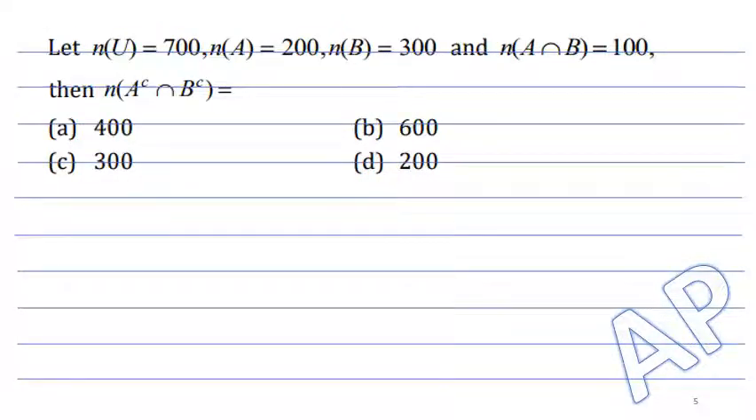Let the number of elements in U be 700, the number of elements in A be 200, the number of elements in B be 300, and the number of elements in A intersection B be 100. Then the number of elements in A complement intersection B complement is equal to: option A 400, option B 600, option C 300, and option D 200.